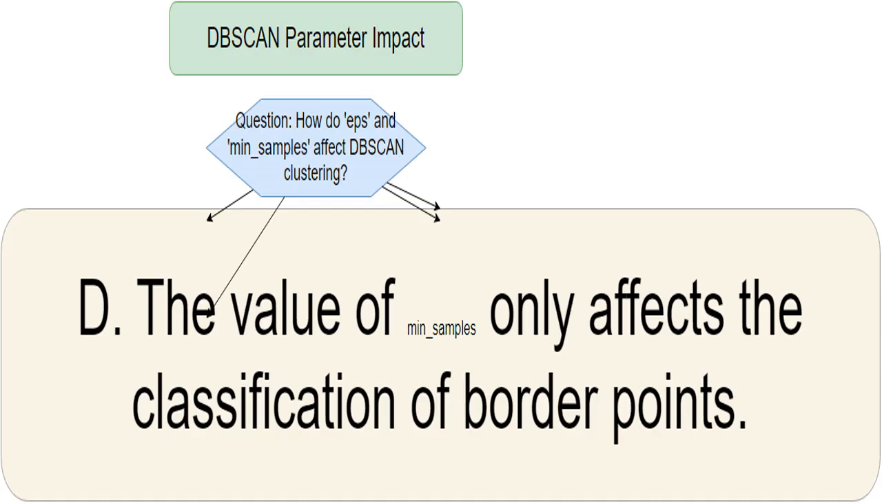Min_samples doesn't just affect border points. Those within a core point's eps radius but not core points themselves. It also directly influences core point identification, which fundamentally affects how clusters are formed in the first place.